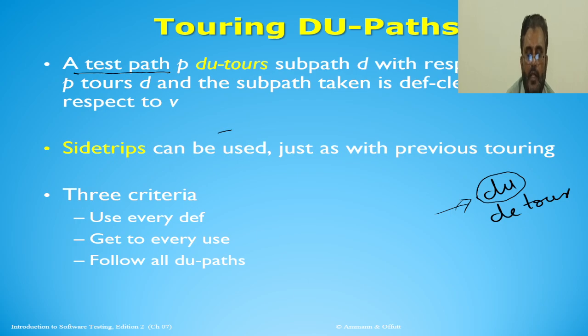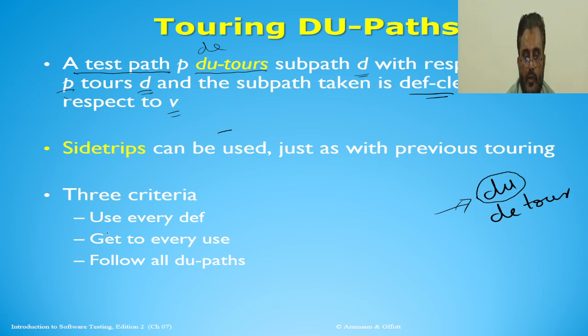A test path is a path that begins at the initial node of the graph and always ends on the final node of the graph. So a test path p du-tours subpath d with respect to some variable v if p tours d and the subpath taken is def-clear with respect to v. So if the test path is touring this d and the subpath taken is def-clear with respect to v, then we say that this test path is du-touring that particular subpath.